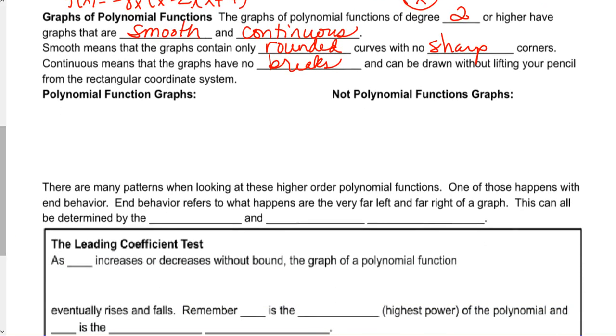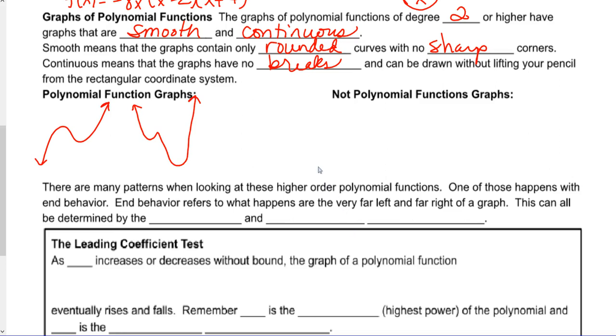So if I look at just some examples, if I have something that looks like this, I'm not going to draw the coordinate plane because I think that makes it a lot confusing. That would be a polynomial function. It's nice and smooth. There's no points. I can draw it with just one line without picking my pencil up. I could also do something like this.